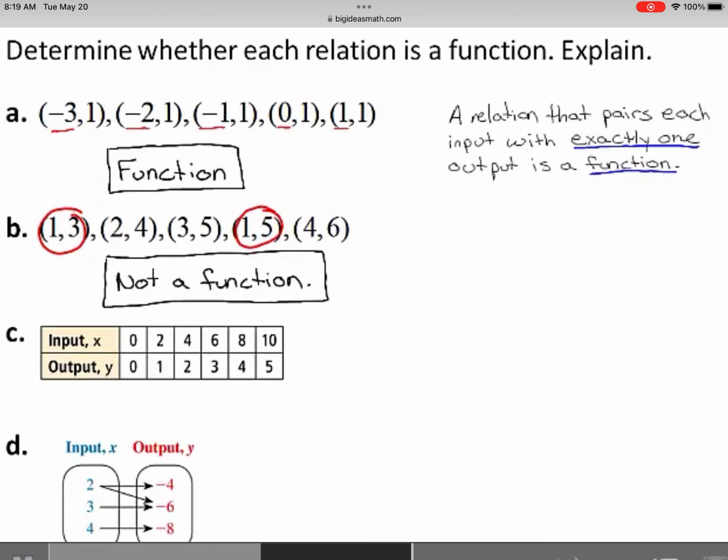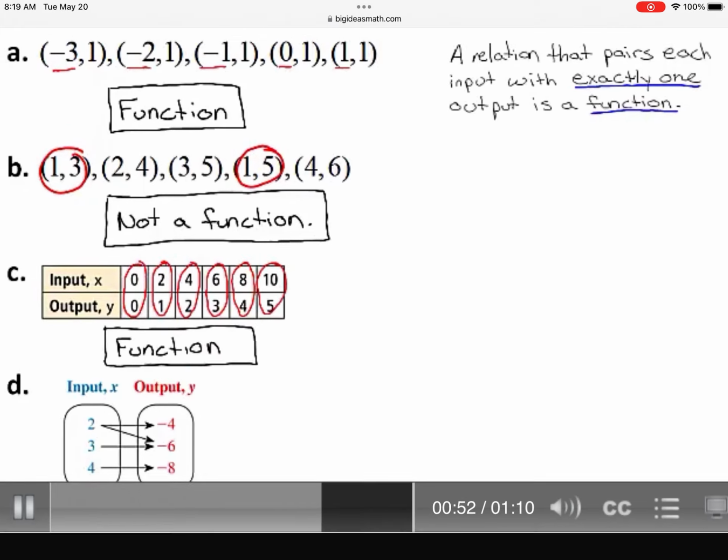Part C: 0, 0; 2, 1; 4, 2; 6, 3; 8, 4; 10, 5. Every input is paired with exactly one output, so the relation is a function.